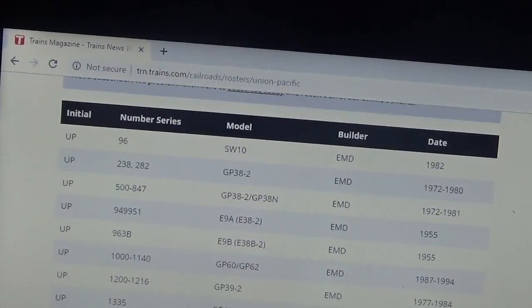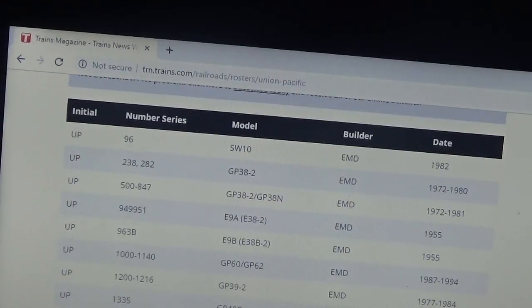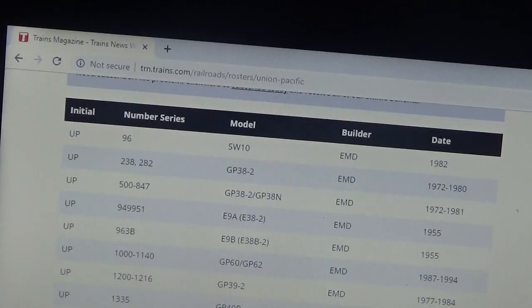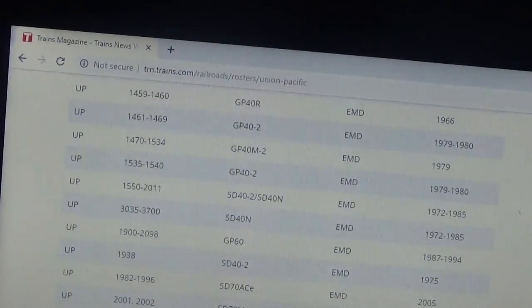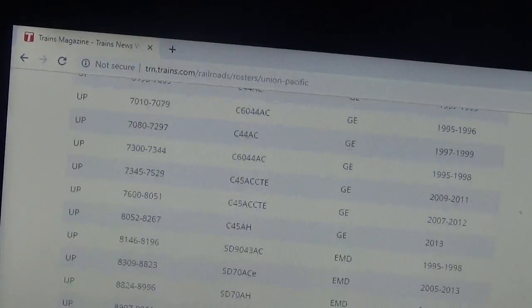Alright, let's go down more. Let's say you're wanting to find the SD70ACE on here. If you want to find a UP SD70ACE, you've got to scroll down, and the SD70ACEs start in the 8000 series.